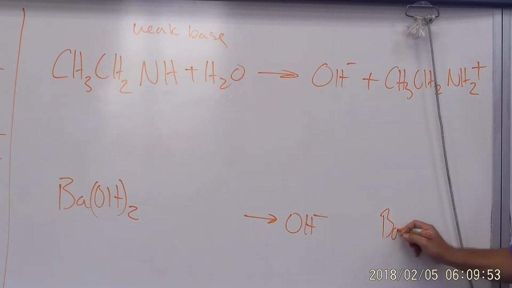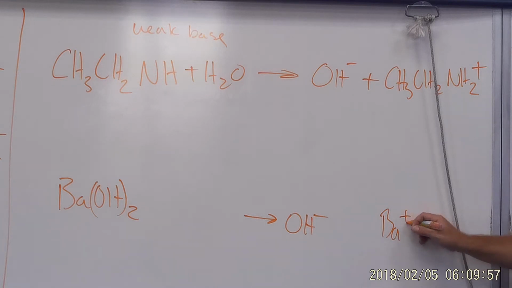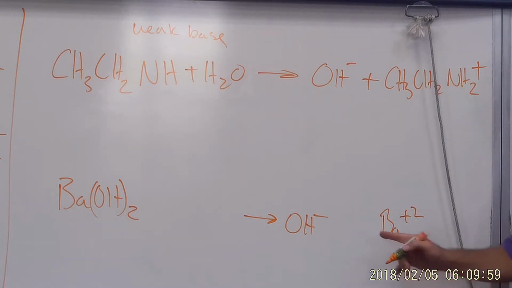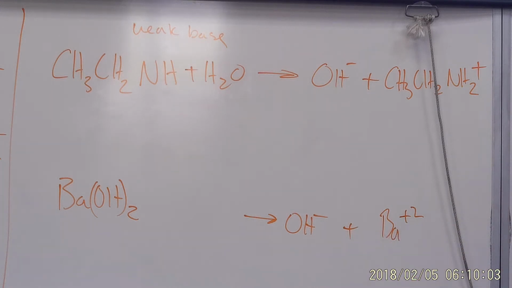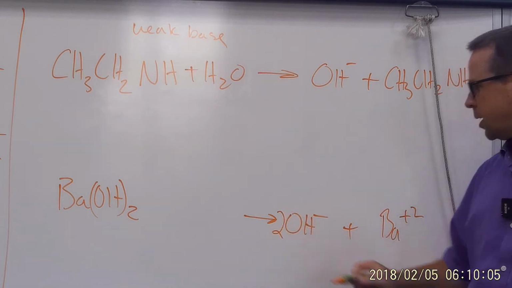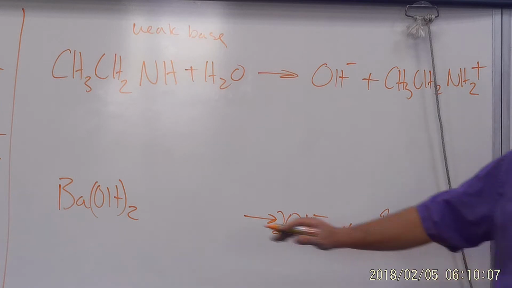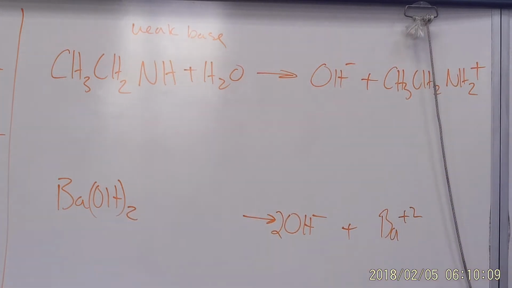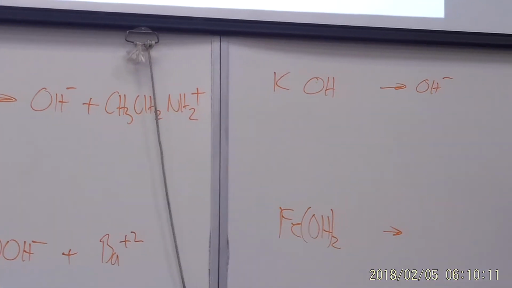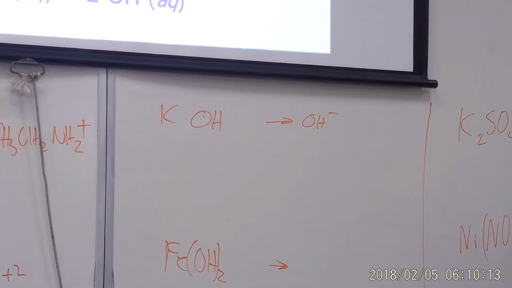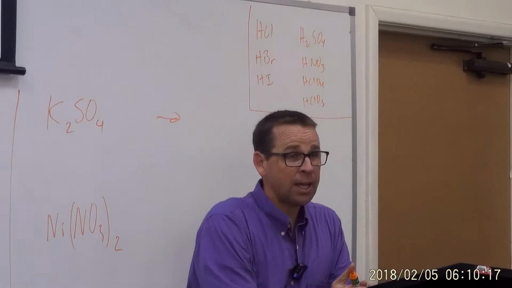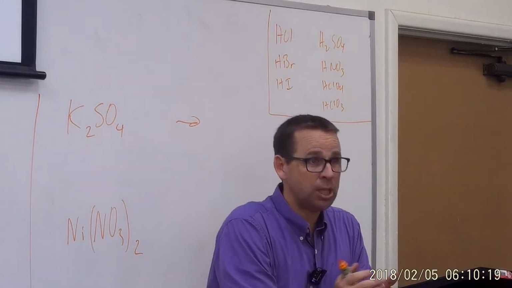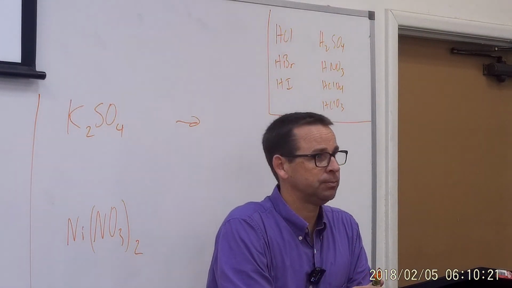Barium ion. What's the charge on a barium ion? +2. Very good. Am I missing anything here? Yeah, we need 2 of these hydroxide ions, because that's what this says here. We had 2 hydroxide ions. So that would be a strong base. Yes, that's a strong base. A strong base is a chemical that gets the hydroxide ion just from dissociation of some ionic compound.